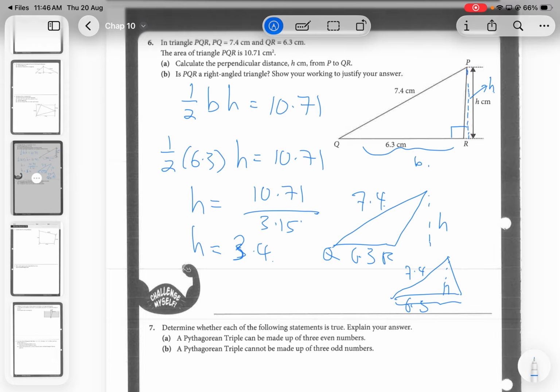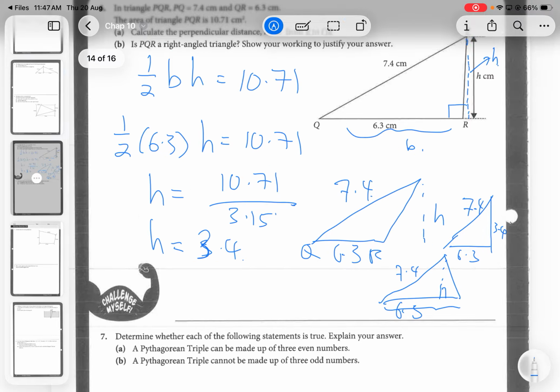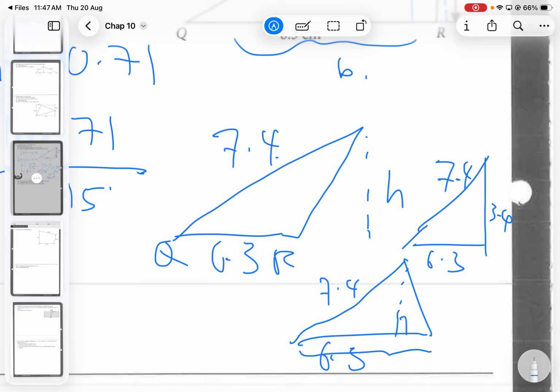But if my PR is really directly like that, then my 6.3, 7.4 and 3.4 will form a right angle triangle nicely. So now I don't know whether it is like that or like that. So to check, I go and check these three values. Will they form a right angle triangle or not? How do I check whether three sides form a right angle triangle?